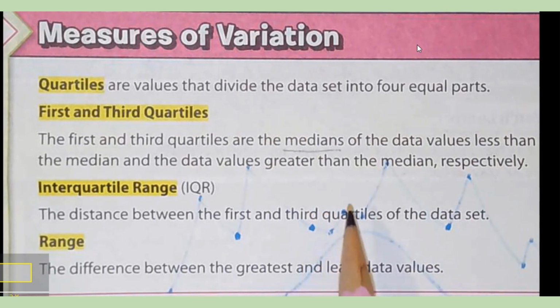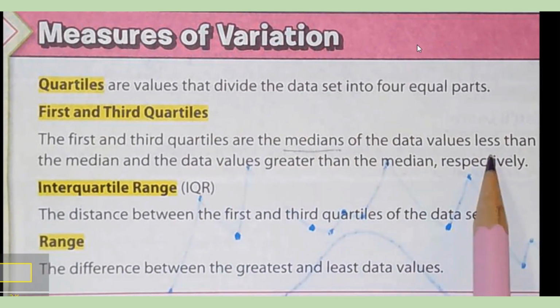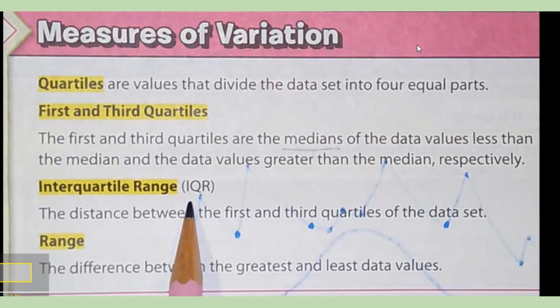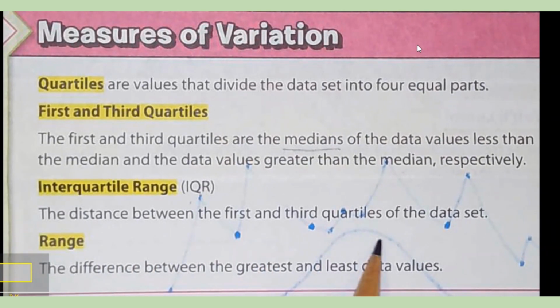I will show you what that basically means, students. It's just like the first part of the data set versus the last part. That's basically what that means. And then you have the IQR, which is called the interquartile range. This is the distance between the first and third quartiles of the data set.